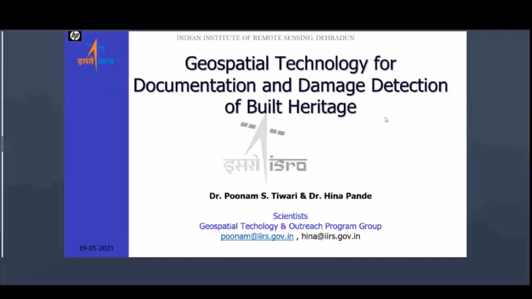Good afternoon and welcome to this third session on the short course on archaeological and heritage studies using geospatial technology. The third session will focus on use of geospatial techniques and methods for documentation and damage detection of built heritage. In the previous two sessions, we had an overview of all the technology and methods that were available.